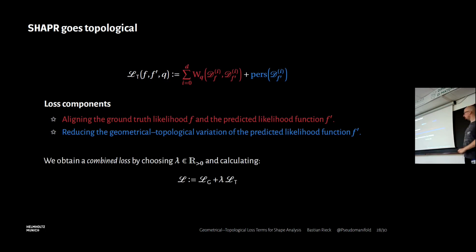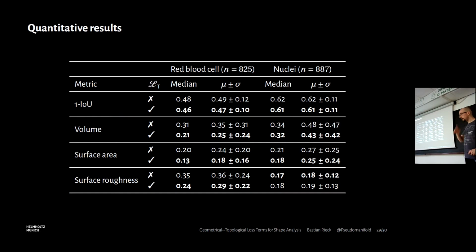And then we can, of course, combine this, and we can just choose a parameter lambda to interpolate between these two losses. And again, without going into too many details here, let me just tell you that with adding this topological loss term, this works in almost all the metrics that we're looking at, and in some cases it has quite substantial benefits for the reconstruction quality of the cells that we can reconstruct with this.